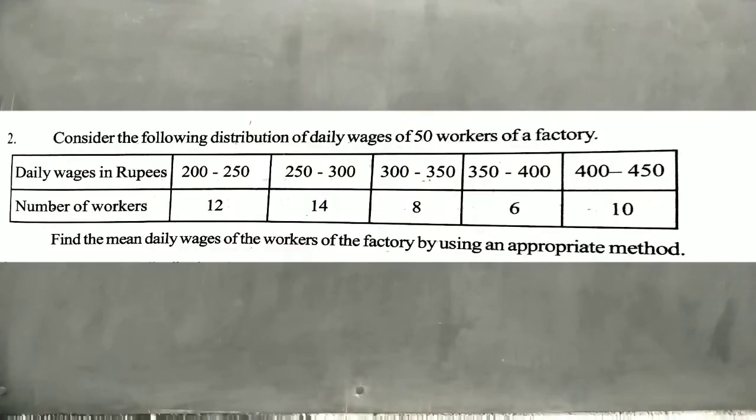Now exercise 14.1, problem number 2. Consider the following distribution of daily wages of 50 workers of a factory. Daily wage in rupees, number of workers. Rupees 200 to 250, 12 workers. 250 to 300, 14 workers. 300 to 350, 8 workers. 350 to 400, 6 workers. And 400 to 450, 10 workers. Find the mean daily wages of the workers of the factory by using an appropriate method.